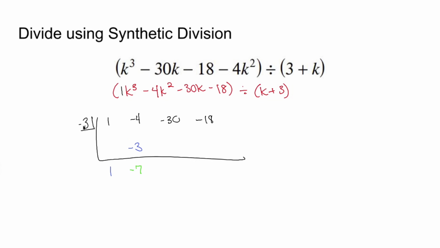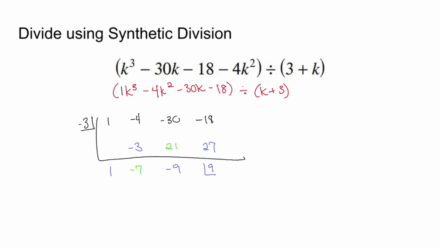Negative 7 times negative 3 is positive 21. Negative 30 plus 21 is going to be negative 9. Negative 9 times negative 3 is 27. Negative 18 plus 27 gives me a remainder of positive 9.